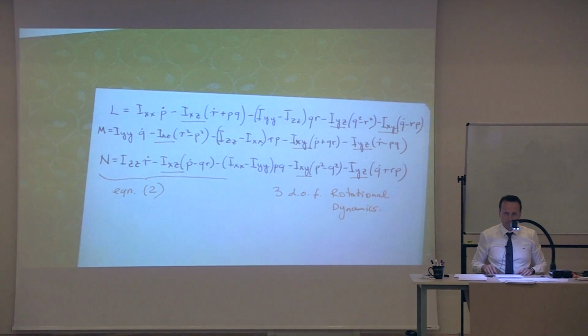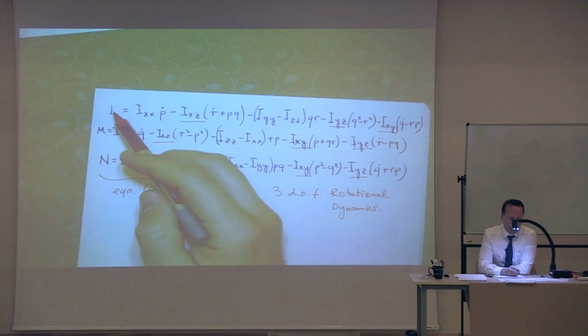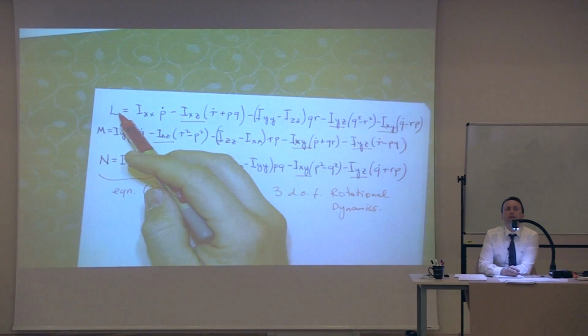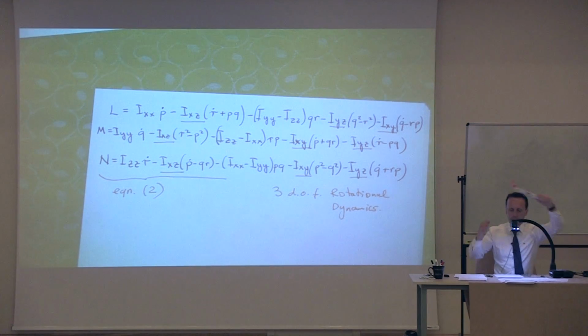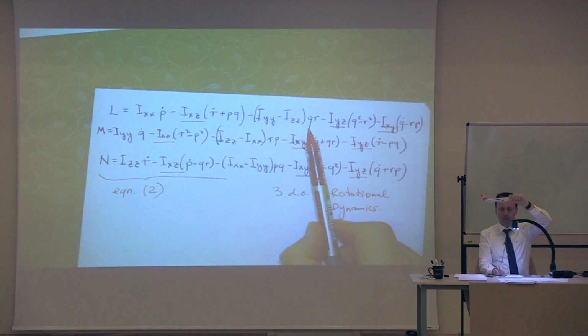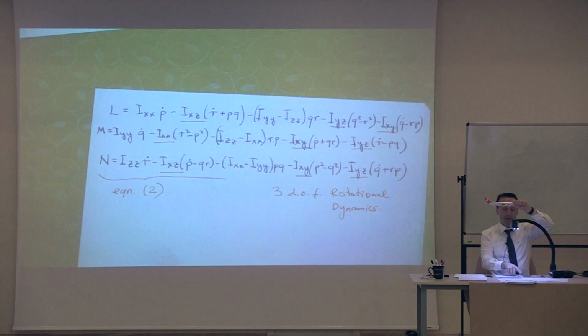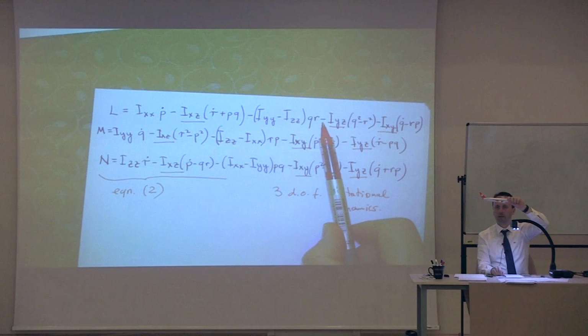Okay. Now, one more thing. Look at the first line. L is what? It's the moment in the body x-axis, right? It's a rolling moment. What is Q? It's pitching. What is R? It is yawing. So typically, if you give an L, you shouldn't really get a Q and an R, isn't it? Q is pitch, R is yaw, right?